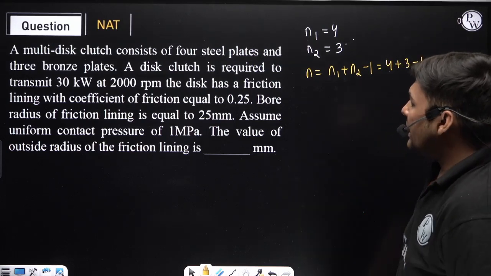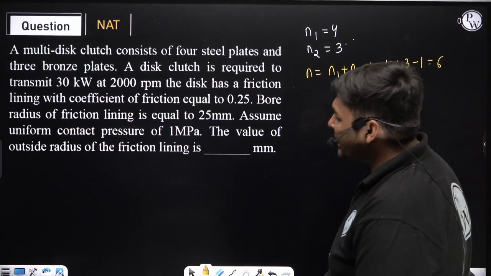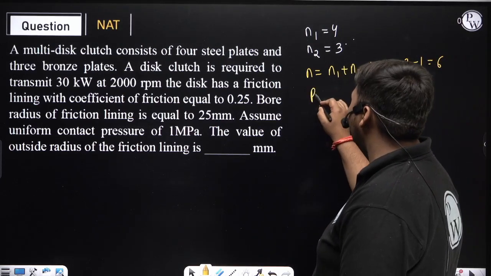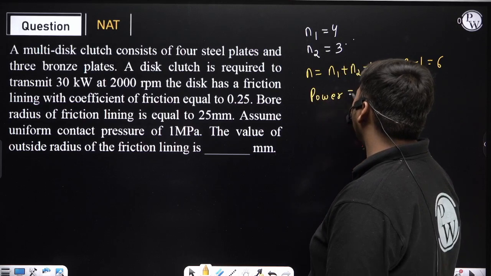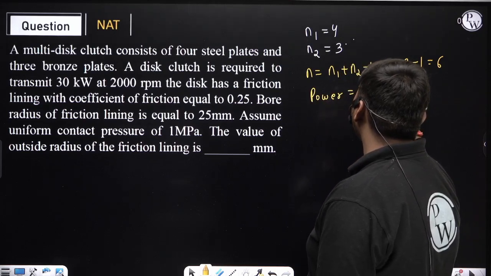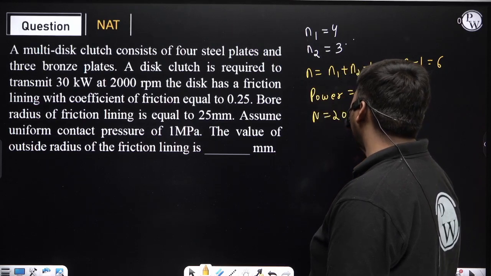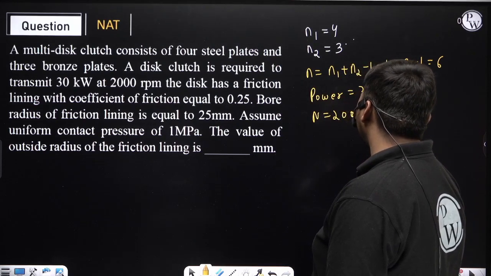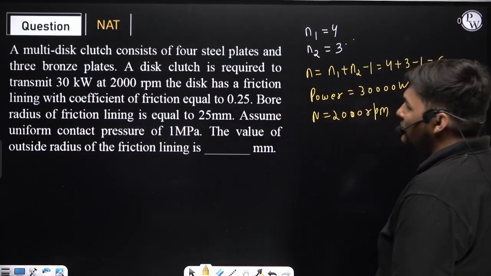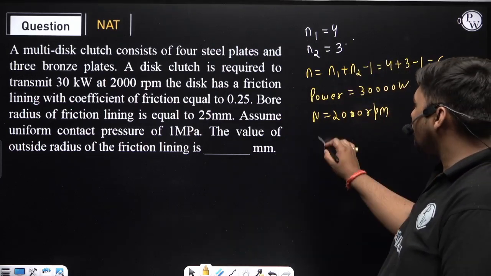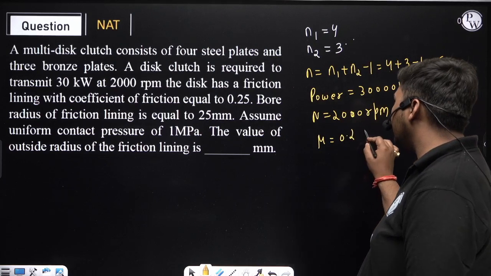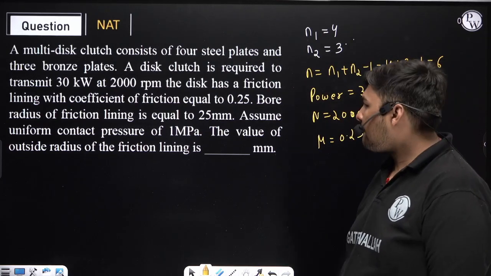Now, a disc clutch is required to transmit power of 30 kilowatt. So power is given, 30 kilowatt. In watt, it will be 30,000 watt. Speed is given, 2000 rpm. Since power and speed are given, we can calculate torque. Now the disc has a friction lining with a coefficient of friction. The coefficient of friction is given, it is 0.25.